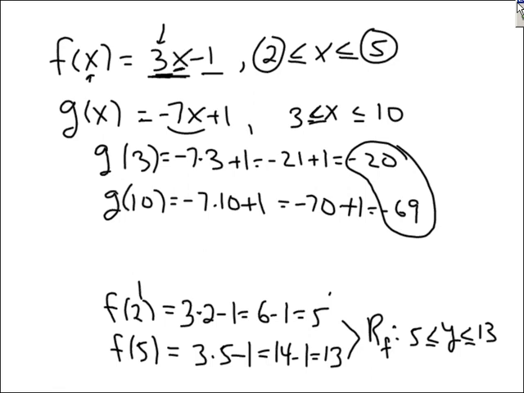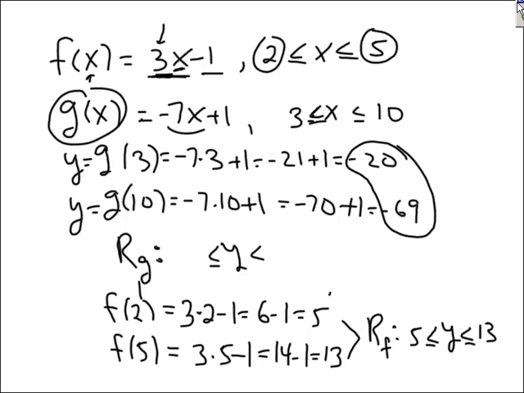And those are y values. Y is equal to g of a number. So the range for the g function is y is in between, and the left number should be smaller, negative 69 to negative 20. And of course, the right number should be larger. And there's your range.